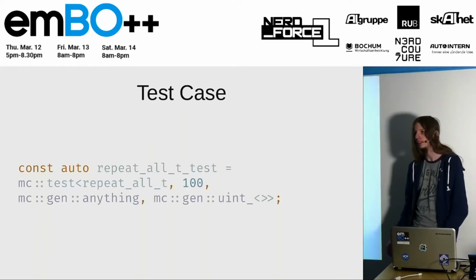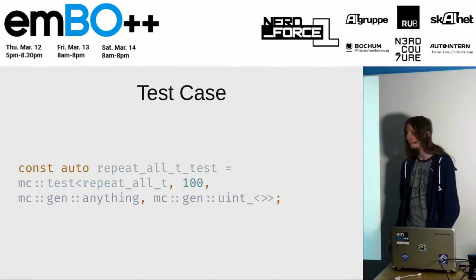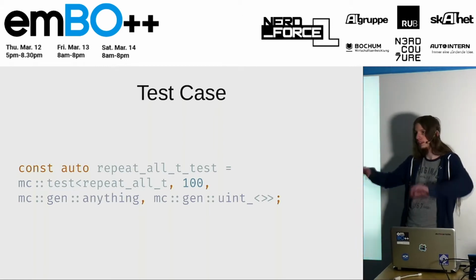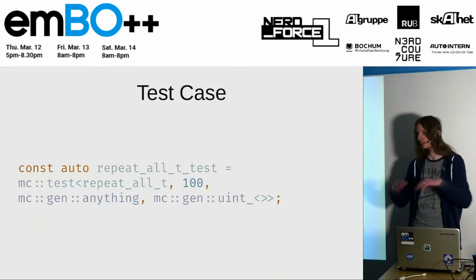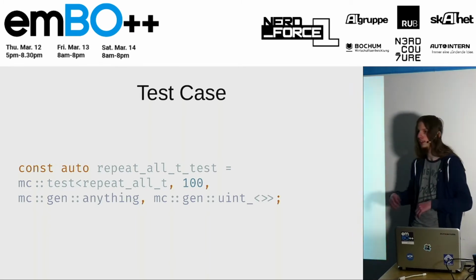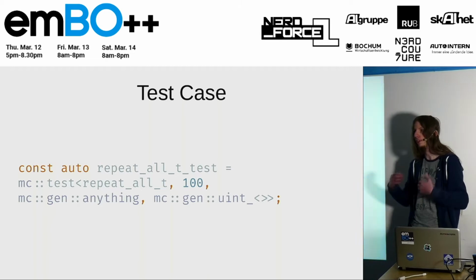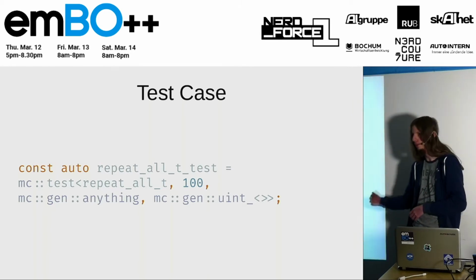It generates these different types, and then it does that 100 times, and then it evaluates the template with each of those different types.